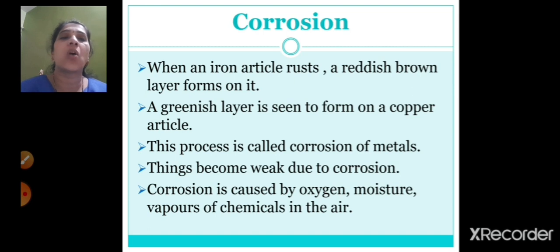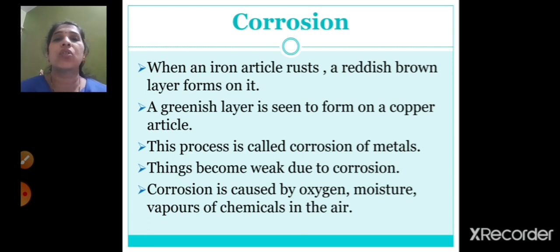This process is called corrosion of metals. Because of this, things become weak. Corrosion is caused by oxygen, moisture, and vapors of chemicals in the air, right? So what is corrosion? Whenever any iron article gets rusted, you can see a reddish brown layer. Even on a copper article you can see a green layer. This process is known as corrosion of metals.